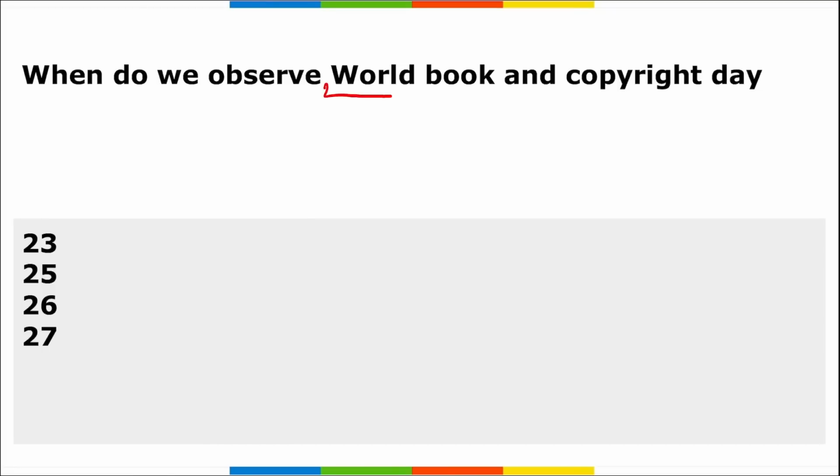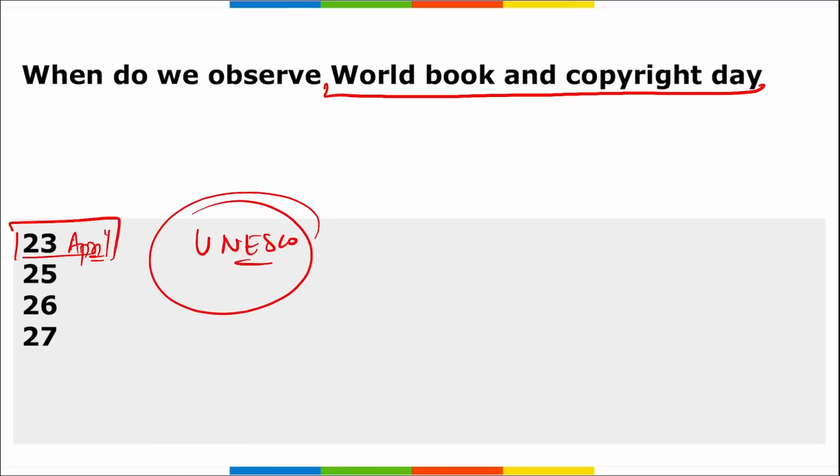Next, when do we observe World Book and Copyright Day? I repeat, World Book and Copyright Day. It is observed on 23rd of April every year, and it is to honor the role of books and reading and to promote the reading culture worldwide, basically among young people. This day is annually observed by UNESCO, and there is a theme for World Book and Copyright Day for 2023. The theme that you need to remember for this day is indigenous languages. I repeat, indigenous languages. This is the theme.